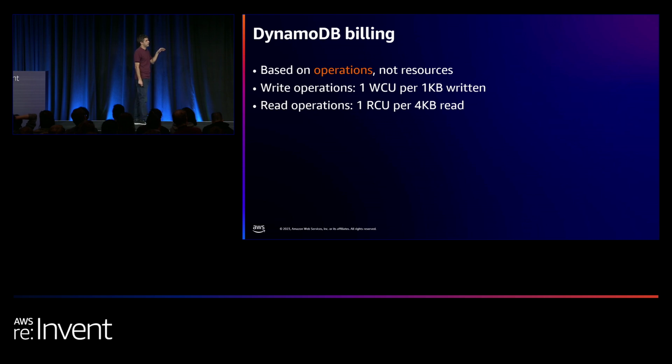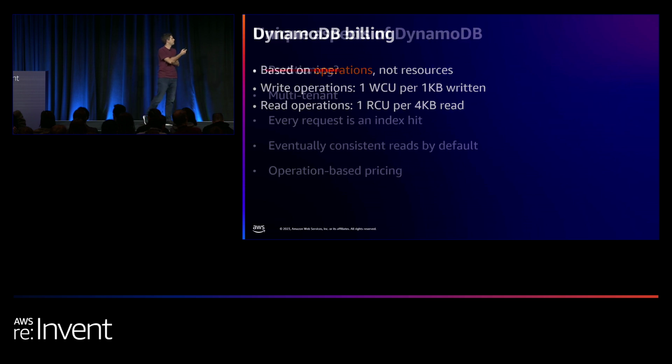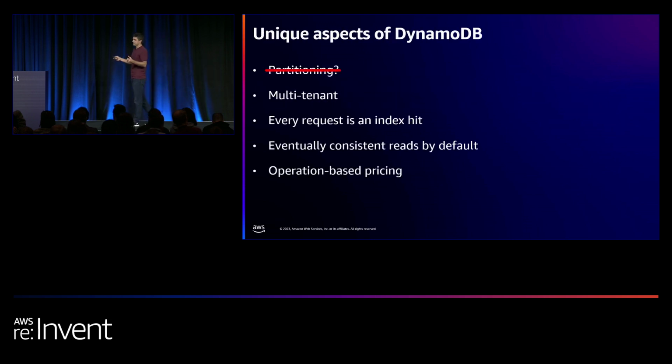And this is where that eventually consistent read comes in. If you are doing that default eventually consistent read, it's actually going to be half price for that. So that's actually half an RCU for each 4 kilobytes read. So these are the unique aspects of DynamoDB.